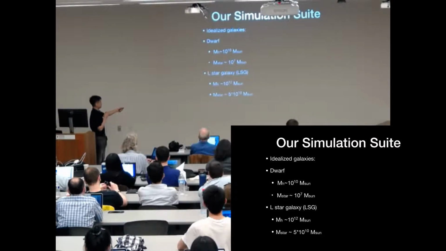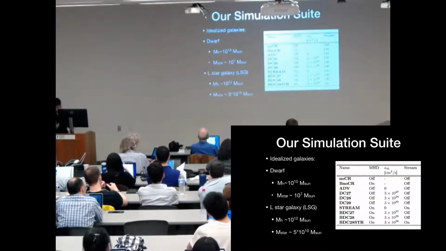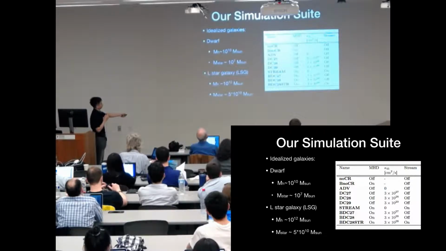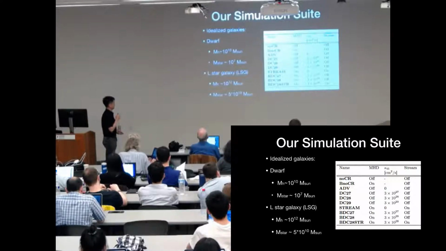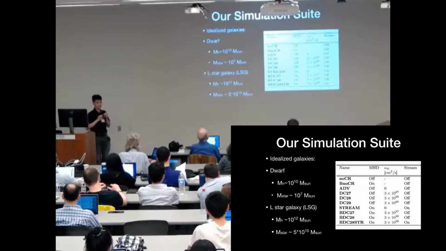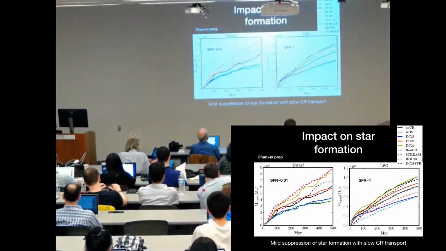Our simulation considers two idealized galaxies. One is at SMC mass, the other is at Milky Way mass. We have considered a bundle of different cosmic ray propagation models, from no cosmic ray, with magnetic field, with advection only, and then two different diffusion coefficients, streaming, and anisotropic diffusion. The full model is the anisotropic diffusion with streaming, with 3 times 10 to the 28, that is observed in our galaxy.